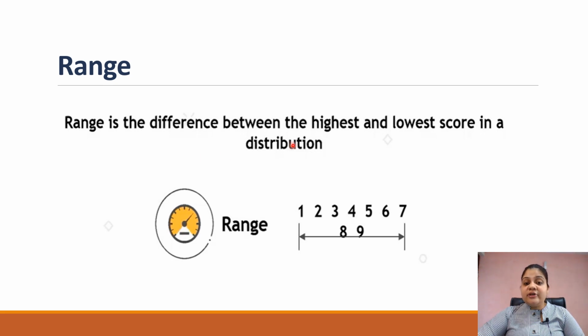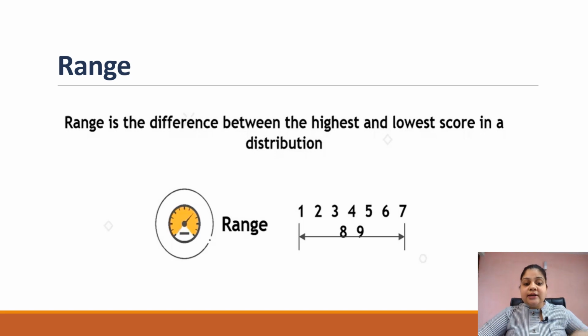Range is the difference between the highest value and the lowest value in the data distribution. So what do we mean by highest value and the lowest value? Let's take up an example. Suppose we have data from 1 to 9. I have sorted this in ascending order, from lowest to highest. So the highest data value is 9 and the lowest data value is 1. So the range will be 9 minus 1, that is 8.